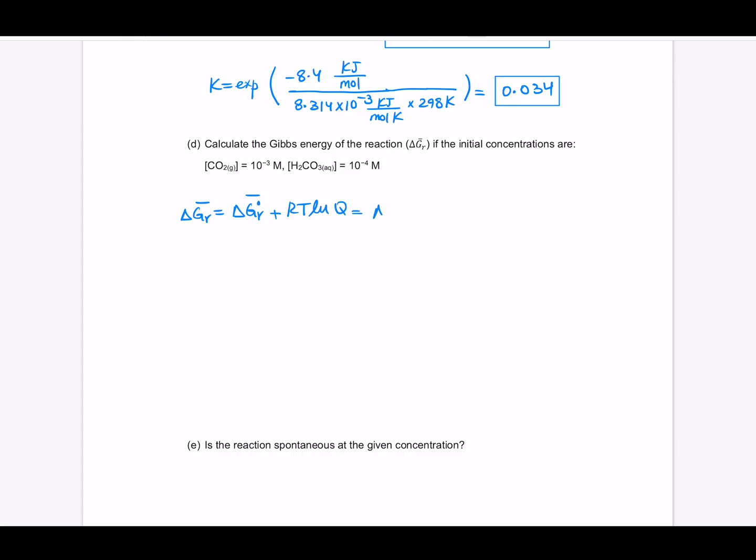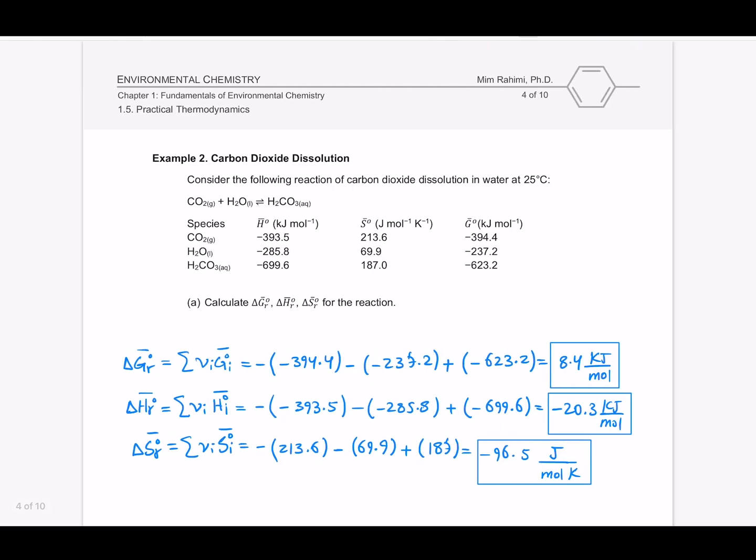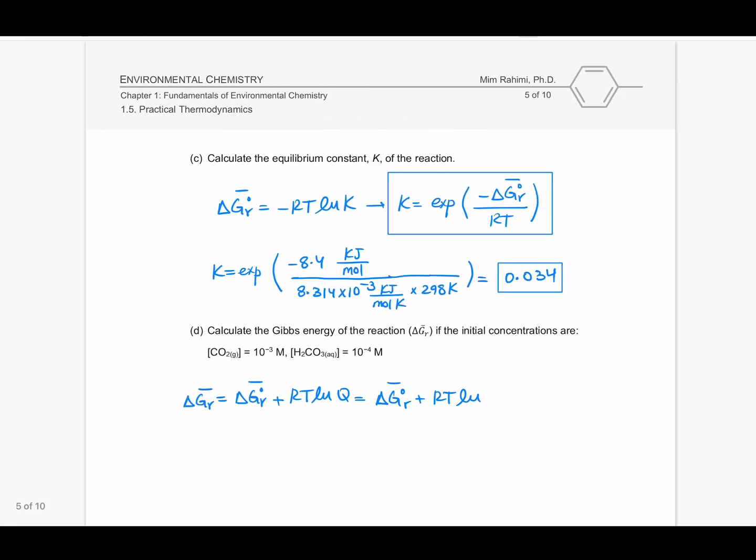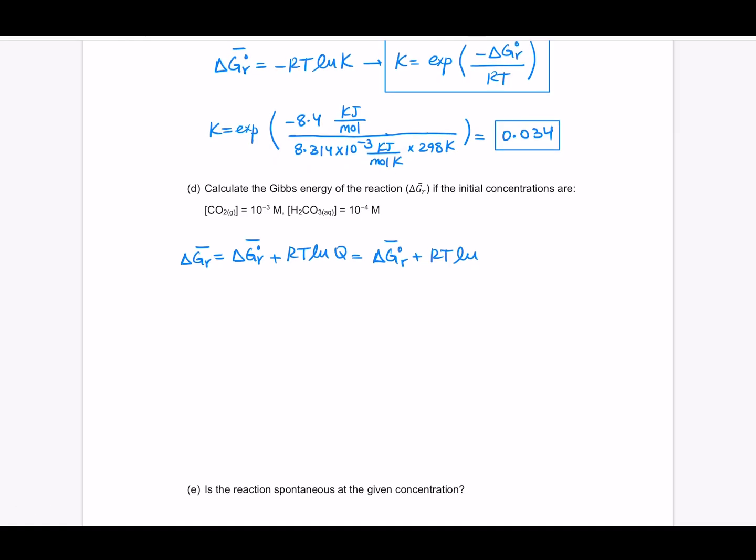And for the reaction we had, we can expand the reaction quotient, RT ln. If you look at the reaction, the quotient would be the product over the reactant. And RT, then this would be the activity of H2O, the activity of carbonic acid over the activity of CO2 over the activity of water. We know the activity of water as the pure form is 1. So eventually it would be the activity of carbonic acid and CO2.